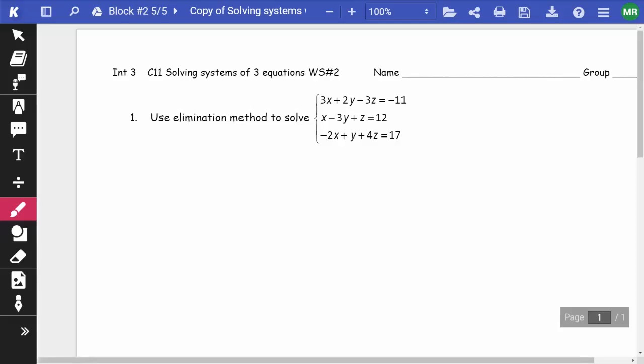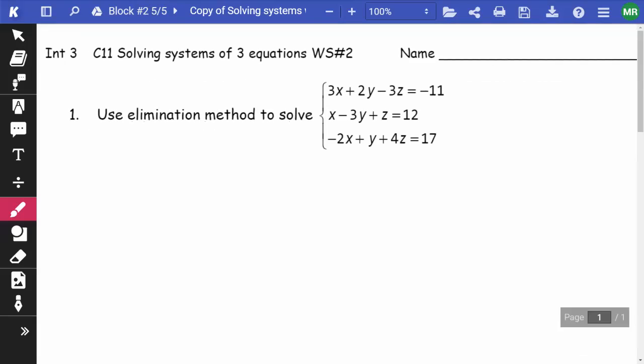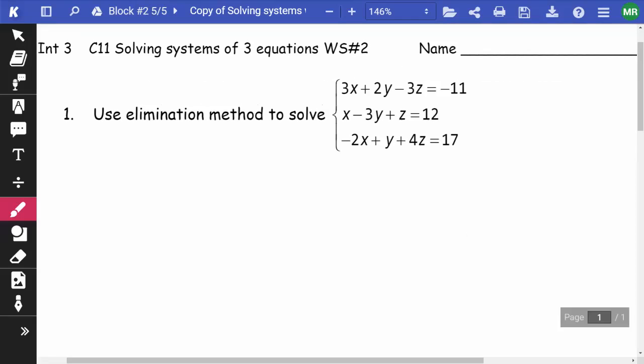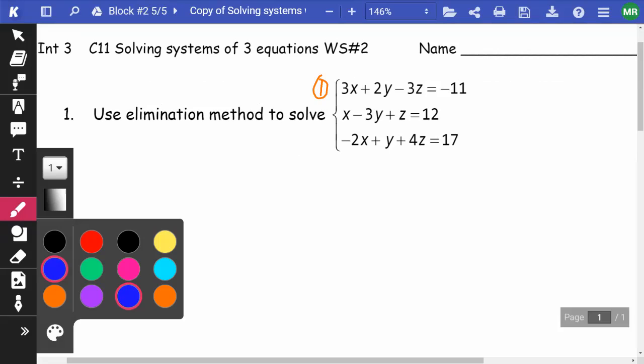So this video is on Friday's homework, which is the second worksheet on systems of equations. Our goal when we're doing this is to take 3 equations with 3 variables down to 2 equations with 2 variables. The very first thing I'm going to do is label these. I'm going to call this one equation 1, just so I can refer to it, equation 2 and equation 3.